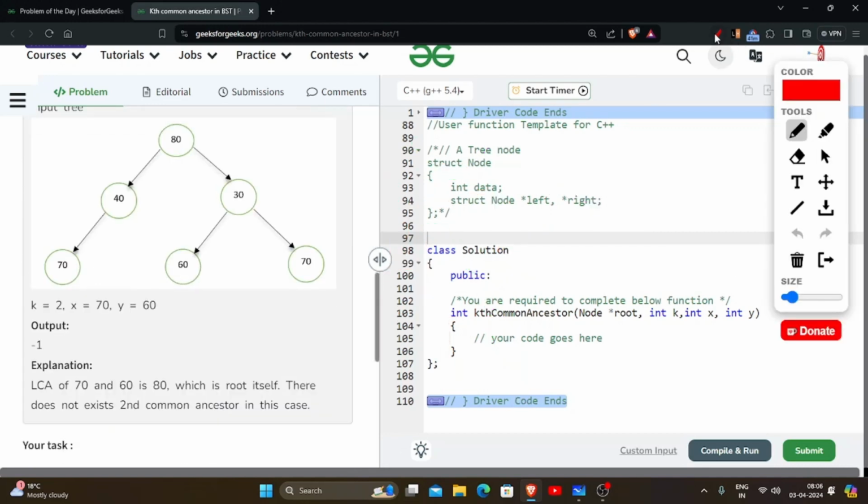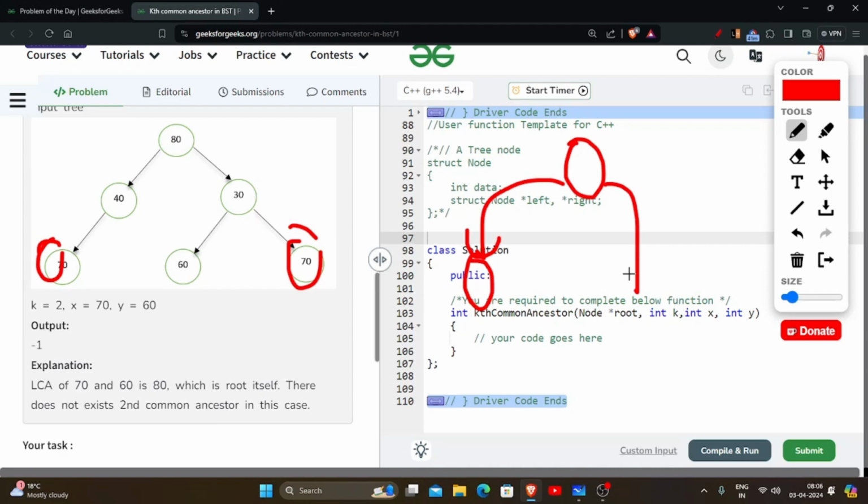Again, yes, they say it is a BST, but this is actually not a BST. 80, 70. If all nodes follow the property that the left node should be lesser than the parent node and the right node should be greater than the parent node, can there be a case that two nodes are equal in a tree? Think by yourself.